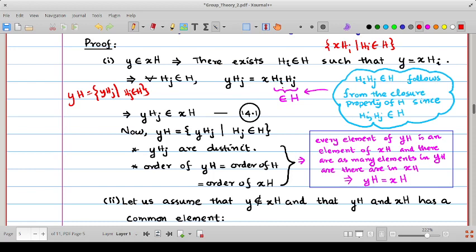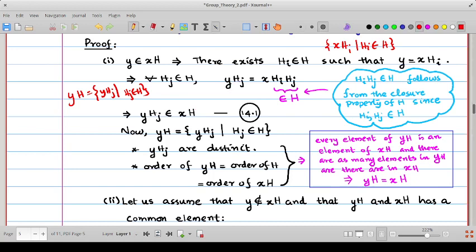But now because of the associativity property, I can take the product of these two first and then take the product of the result with x. But hi hj is an element of the subgroup H, because subgroup H should be closed under multiplication of its own elements. So hi hj is an element of H. So y times hj is actually x times one of the elements of H. That means this quantity on the right hand side is an element of xH.